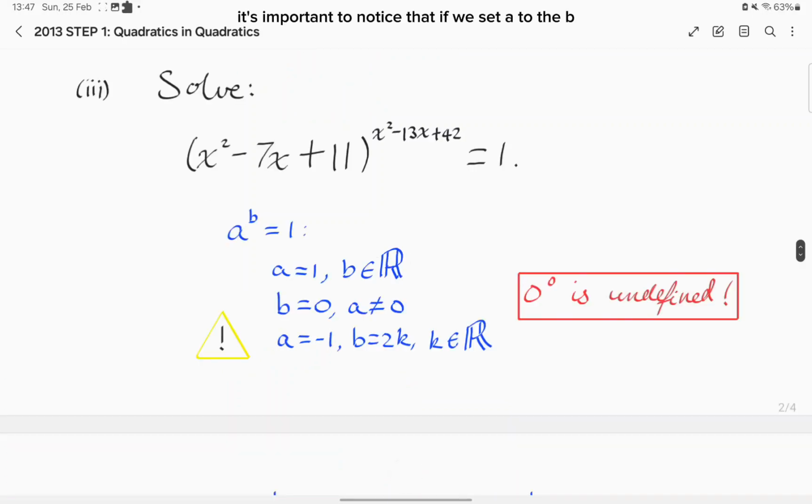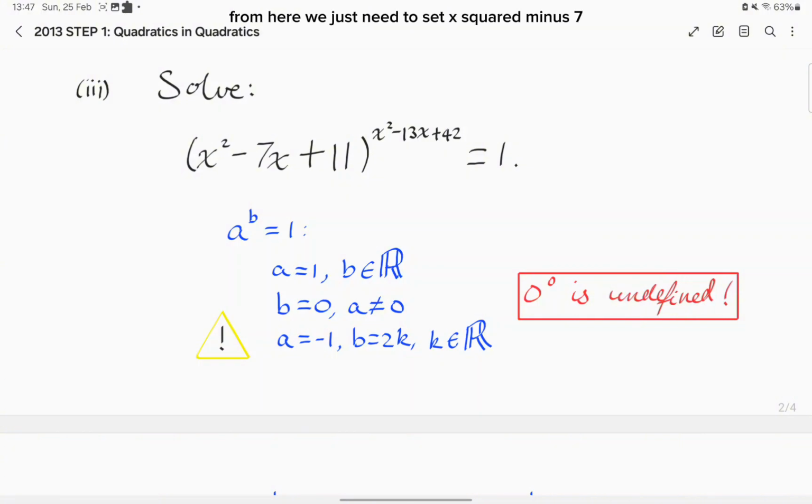It's important to notice that if we set a to the b equals 1, then either a equals 1, or b equals 0 and a doesn't equal 0, or a equals negative 1 and b is even. Now, if b equals 0, then a cannot be 0, because 0 to the 0 is undefined in maths. For more, you can check this out on Wikipedia, which has a very good article on this.